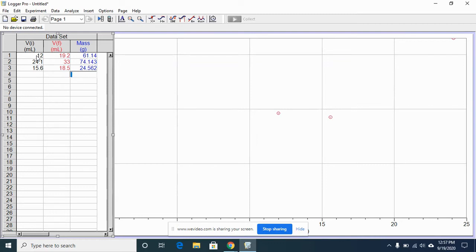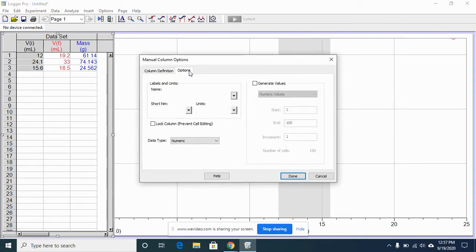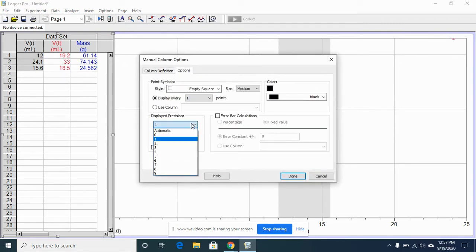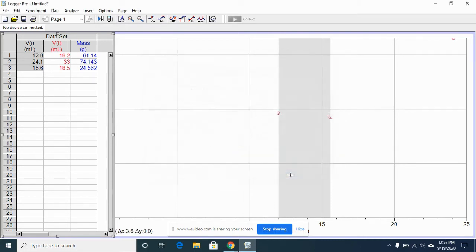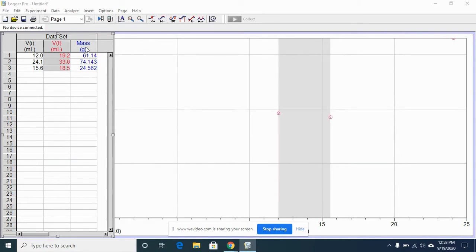You can see any of these measurements that ended with a 0, it kind of cut them off, and so we've got to reformat those by looking at the options. And we want these to be 1 decimal place for the volumes, and for the masses, 3 decimal places. Next, we're going to do our calculations in the columns, and so we're going to add in calculated columns for the volume of the metal and for the density of the metal.